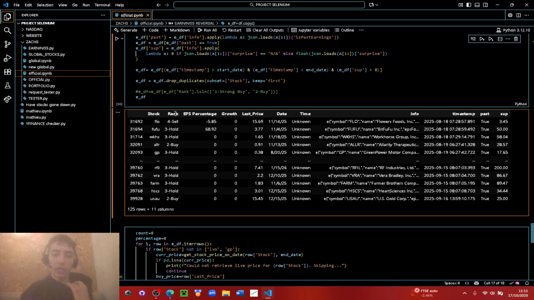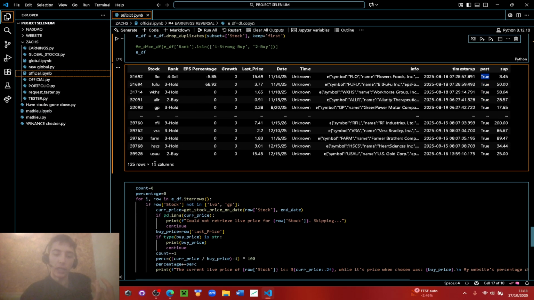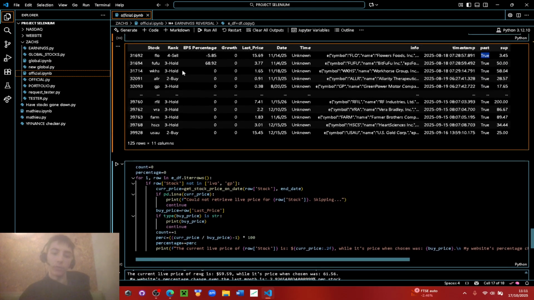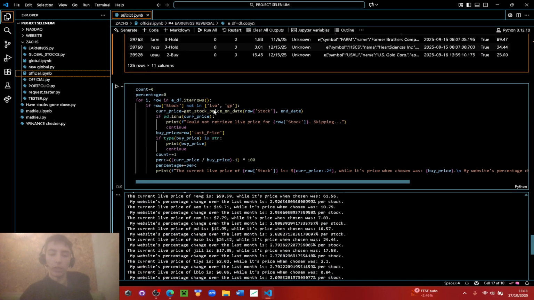And for this one, we actually don't use any rank. The only filter is surprise needs to be above 0. So that means it had a positive surprise in terms of EPS and revenue beat. And then it needs to be a stock that has had earnings in the past. So you can see past is true for everything here. Again, running in the background, identified 125 stocks over the last month. The data frame is too big to show everything.